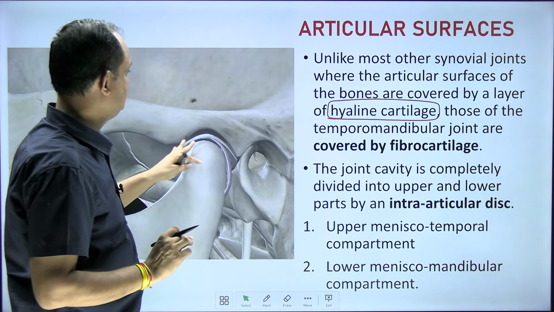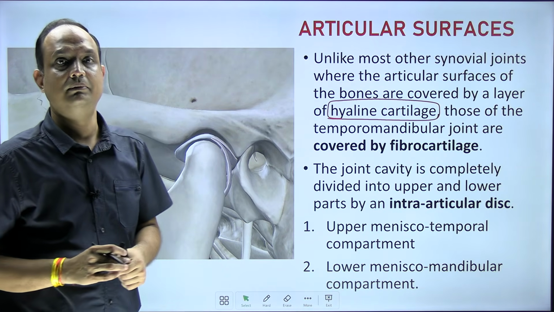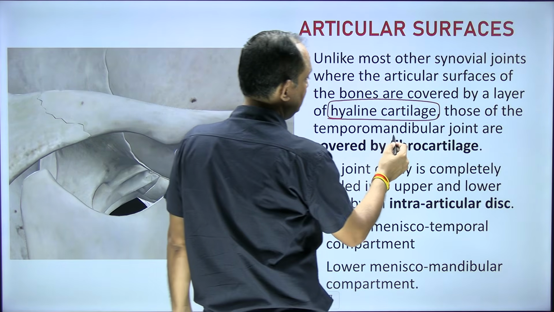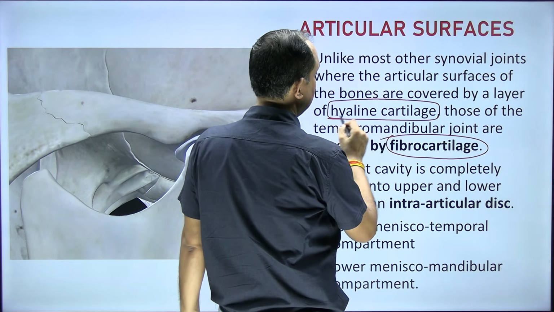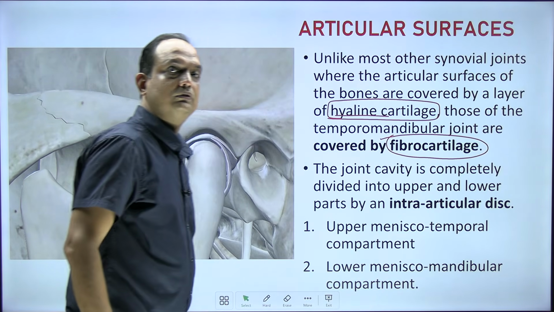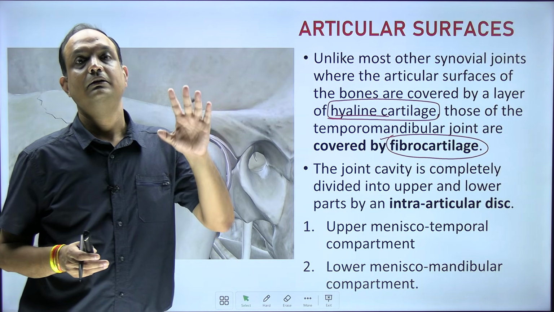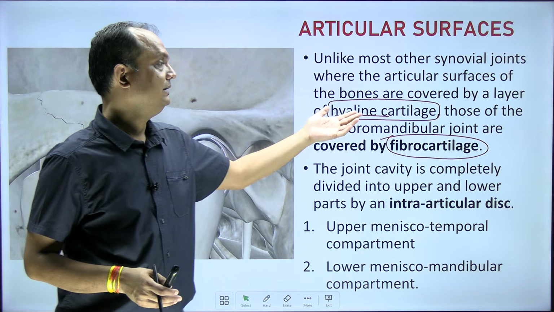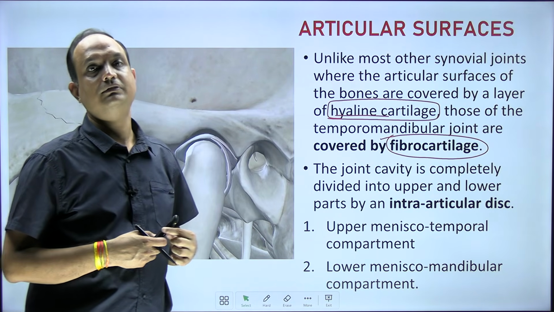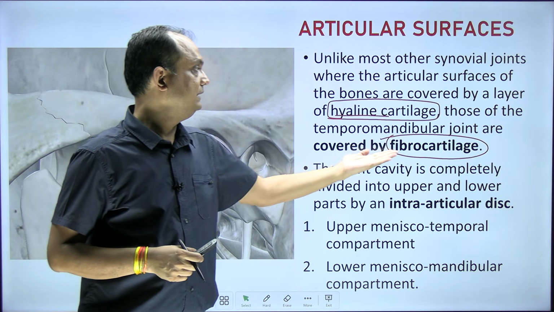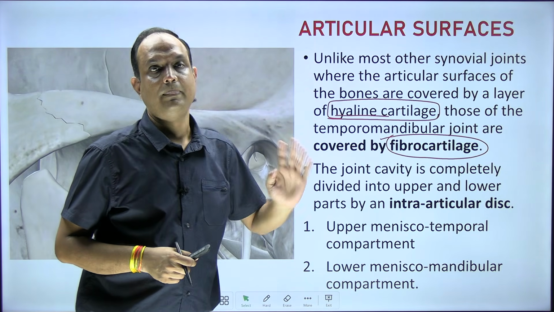But when we see this synovial joint, that is the temporomandibular joint, the important thing is that the ends of the bone are covered by fibrocartilage rather than hyaline cartilage. So this is a very commonly asked question: which of the joints does not have hyaline cartilage on the ends of the articular surfaces? Answer is the temporomandibular joint, where the cartilage is fibro rather than hyaline.